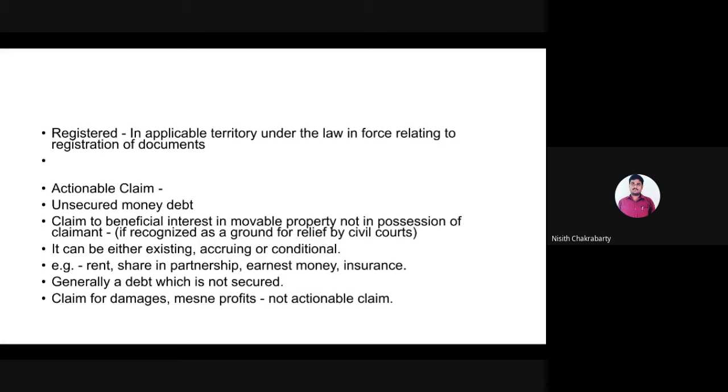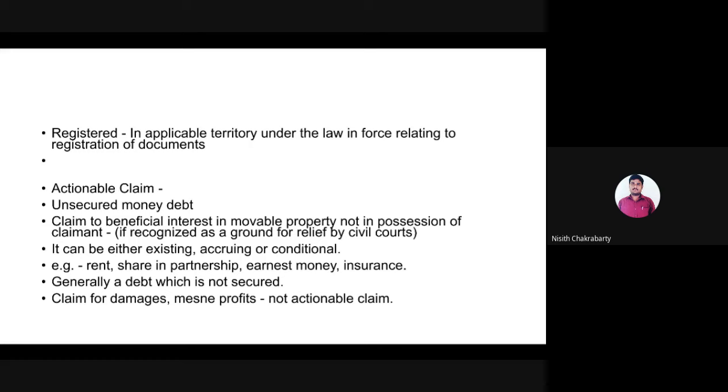That is, I have told him that I will sell the house for 60 lakh rupees, and he has given me a certain amount, 1 or 2 lakh rupees as advance. For that 2 lakh rupees he has not taken any security. He has given an advance being in good faith, without keeping any security. In that case that 2 lakhs which is lying with me, that is an actionable claim of the person who is claiming. And as I told you, it is a debt generally which is not secured.